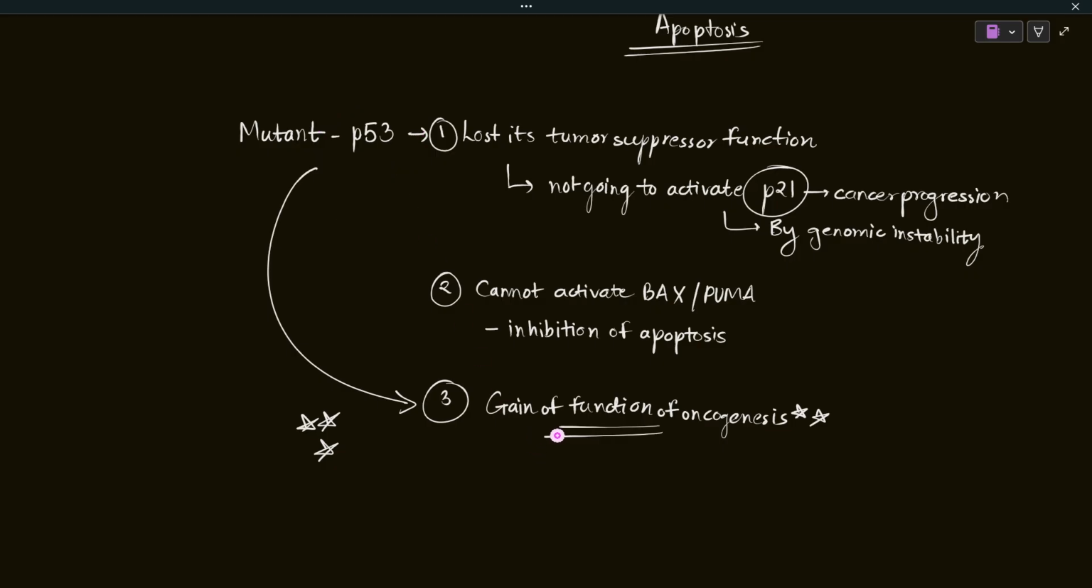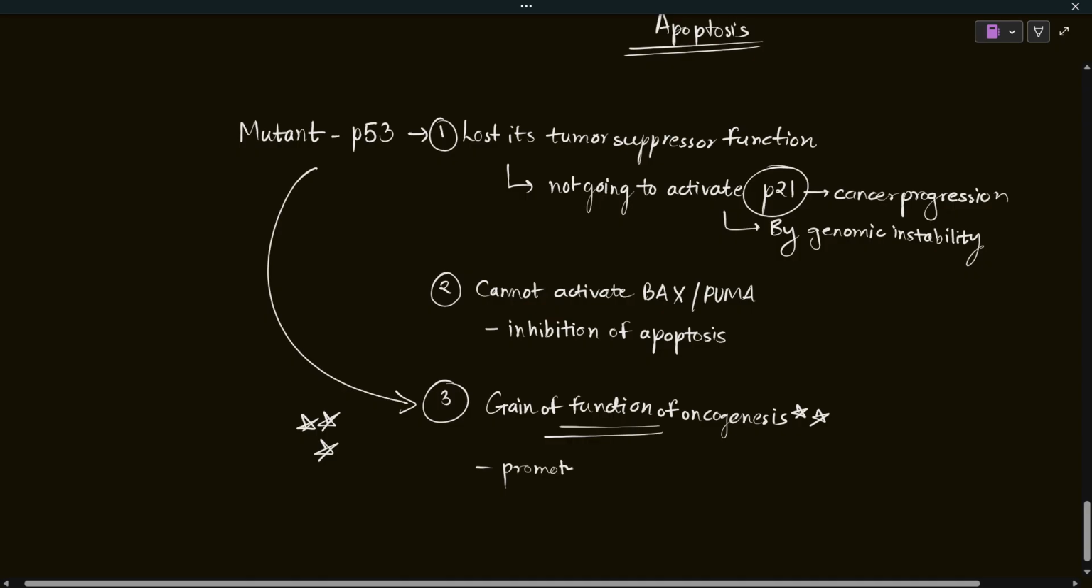But this is a very unlikely case in the p53, in the TP53 gene. The mutant p53 shows two things. Unlike wild type p53, it loses its tumor suppressor function just like any other tumor suppressor gene mutation, but it also shows a gain of function of oncogenesis, which means it facilitates or promotes oncogenesis.